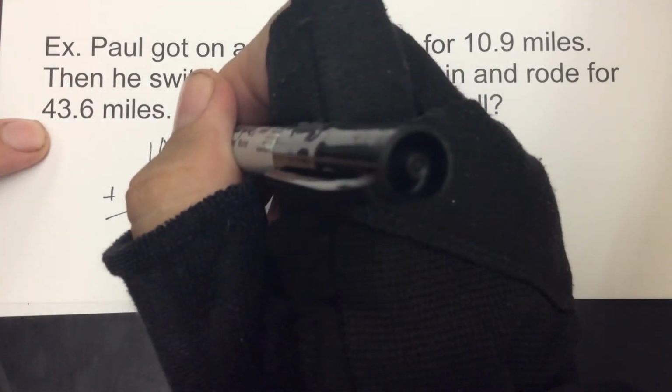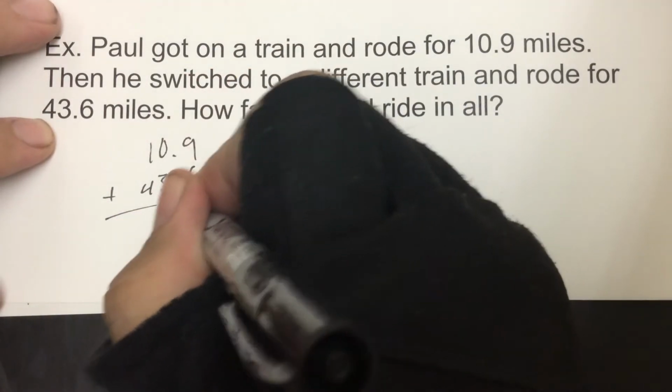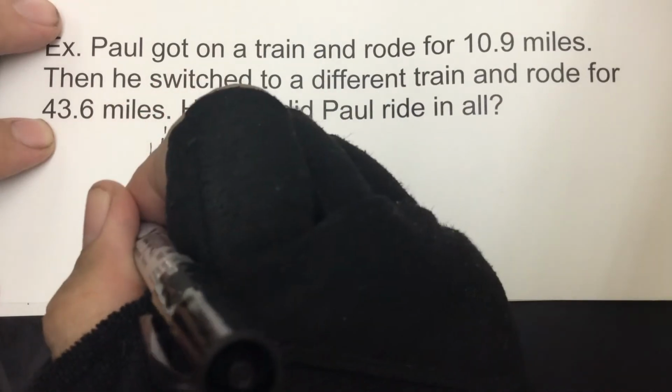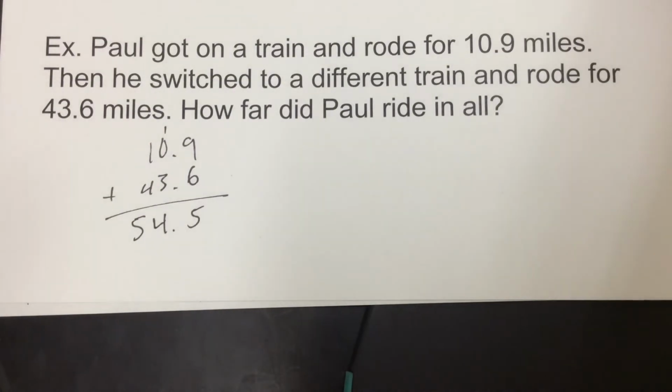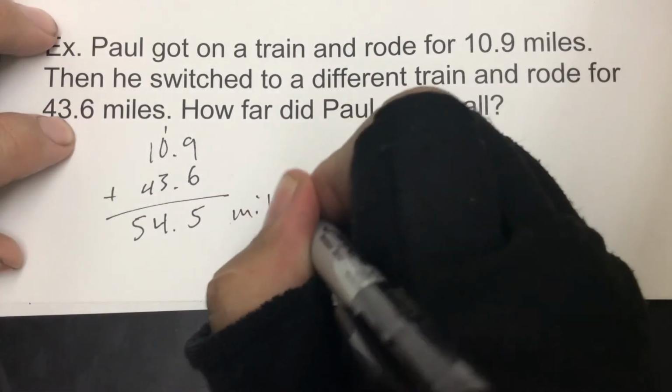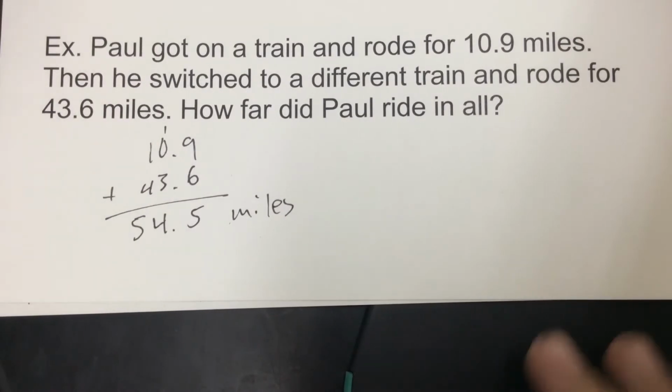We'll add these. 6 and 9 would make 15. So we add the 1 over here. 1 and 3, 4. 1 and 4 gives us our 5. So 54.5, and we're looking for miles as our label. And that's how we add that one.